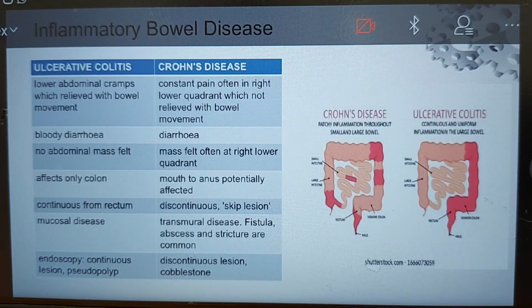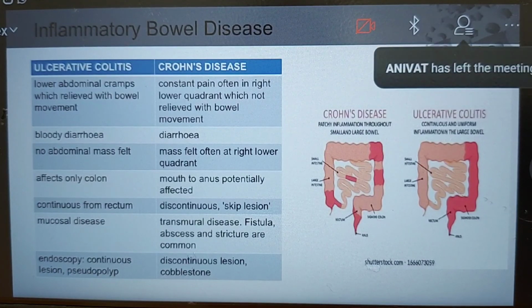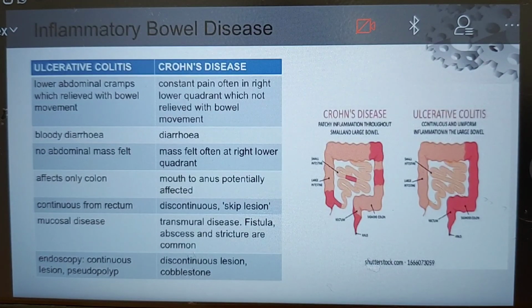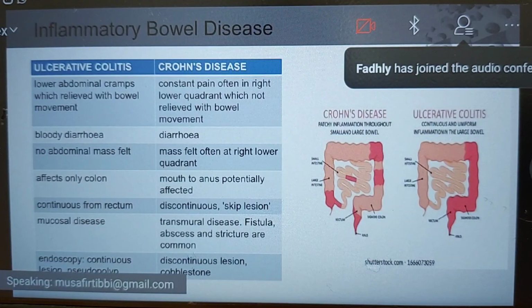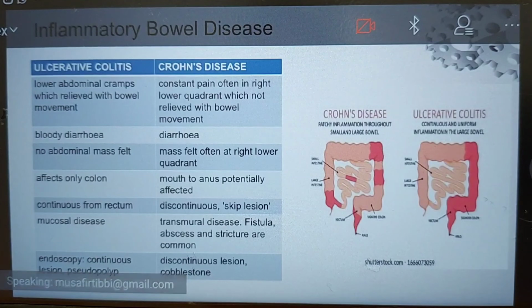Okay, so ulcerative colitis presents with lower abdominal cramp which is relieved with bowel movement, and patients present with bloody diarrhea. Normally you won't feel any abdominal mass. And Crohn's disease is a constant pain, often in the right lower quadrant, which is not relieved with bowel movement, and sometimes the right lower quadrant will feel a mass, and the patient will present with diarrhea. So ulcerative colitis is a mucosal disease, while Crohn's disease is a transmural disease, in which fistula, abscess, and stricture are all common.